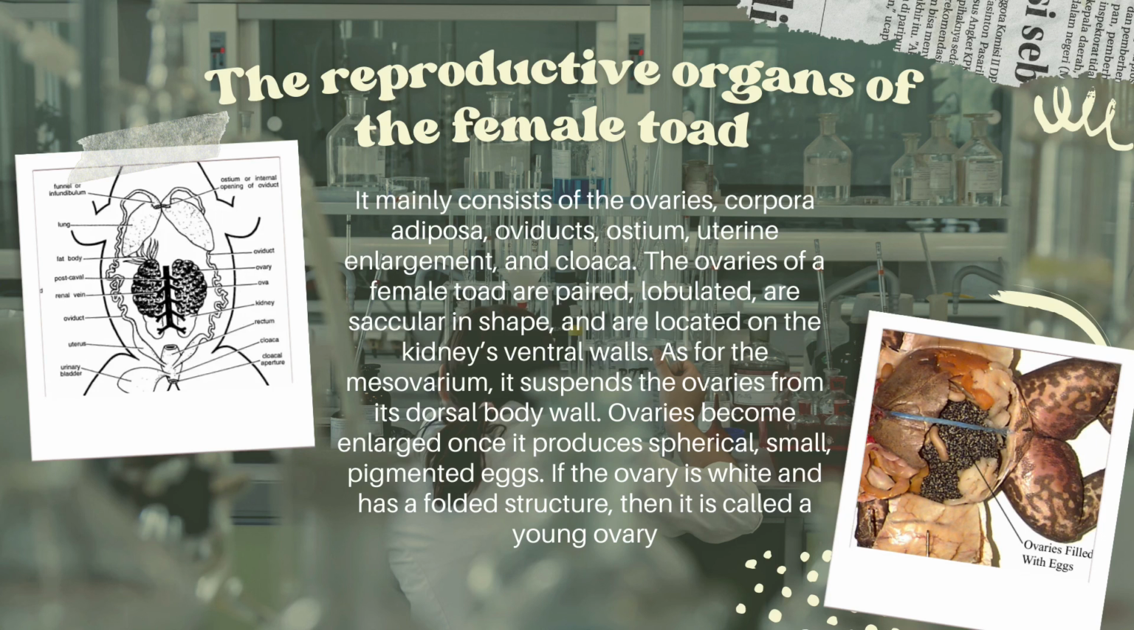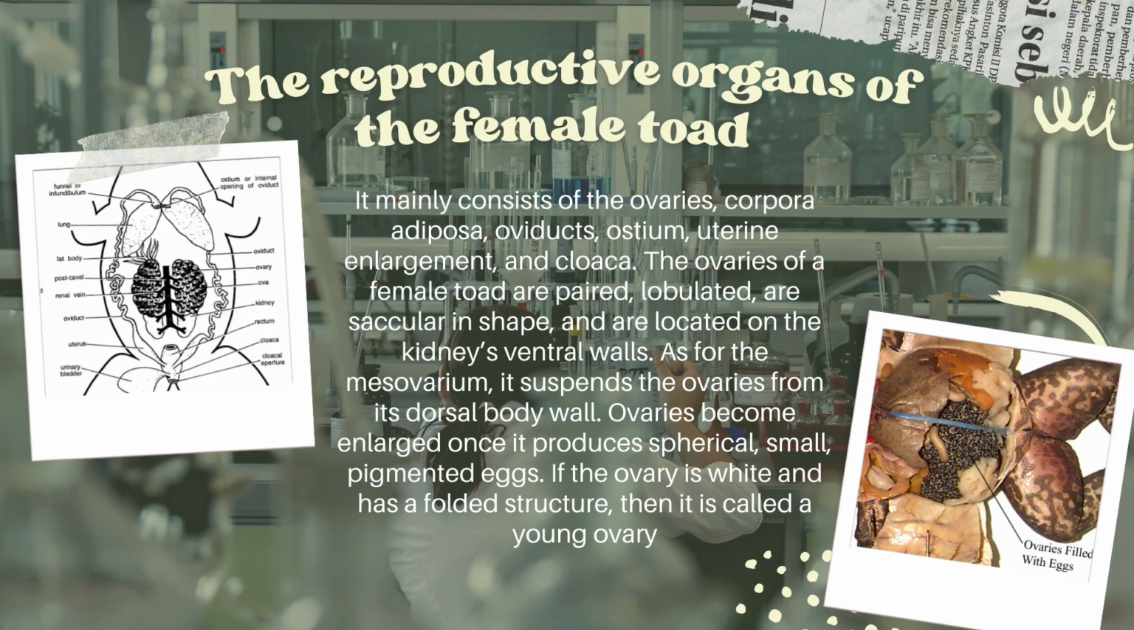The ovaries of a female toad are paired, lobulated, saccular in shape, and located on the kidney's ventral walls. As for the mesovarium, it suspends the ovaries from the dorsal body wall. Ovaries become enlarged once they produce spherical, small, pigmented eggs. If the ovary is white and has a folded structure, then it is called a young ovary.